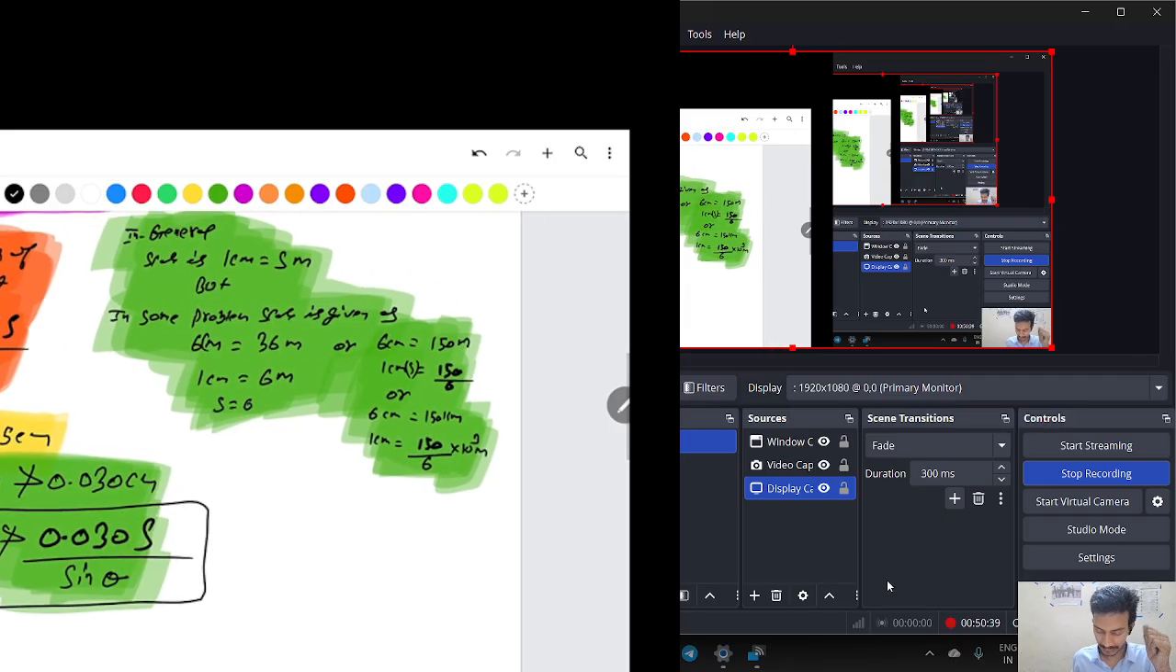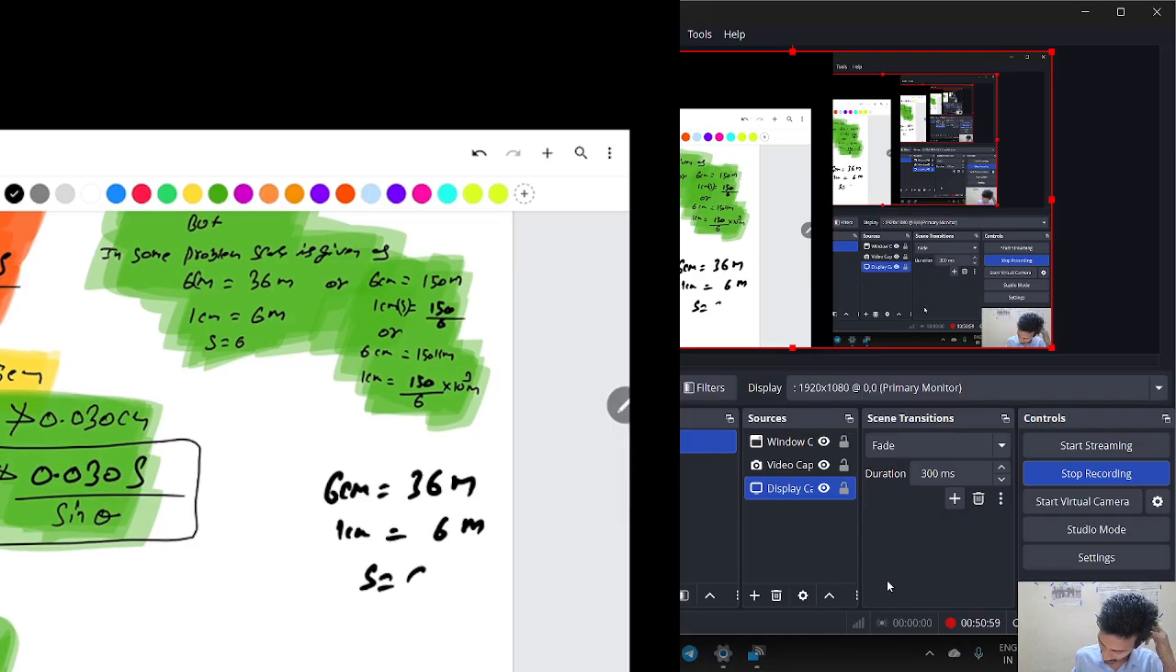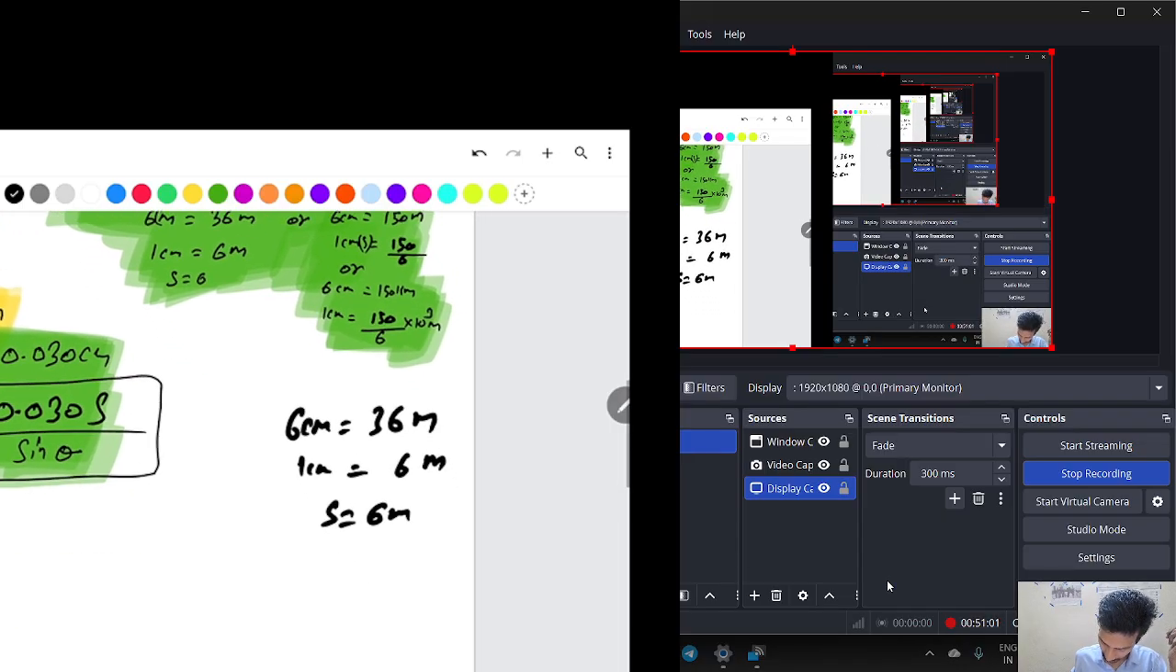If there is a question, in general, a scale is 1 centimeter is equal to S meter, but in some problems, the scale is given as 6 centimeters is equal to 36 meter. Then we will apply 1 centimeter as 6 meter. Then the S value is 6 meter. Then will be applied L is equal to sine theta.